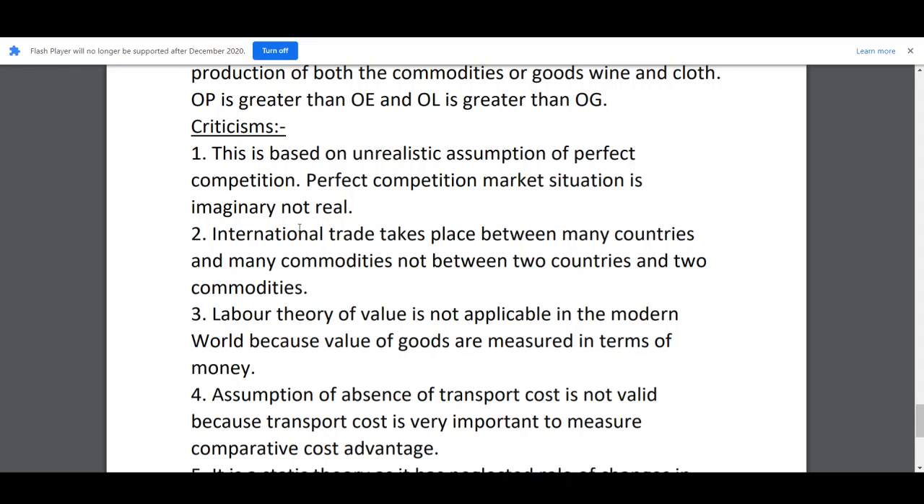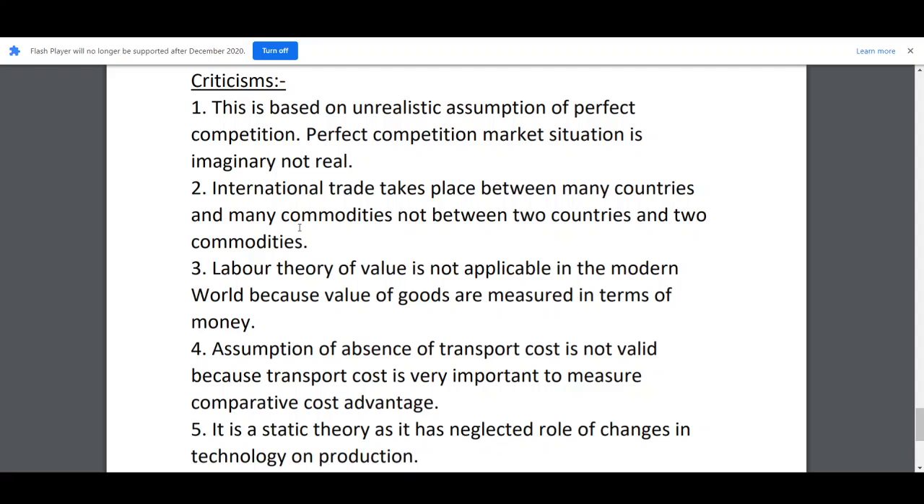Now the second criticism, what is that? International trade takes place between many countries, isn't it? Not between two countries and two commodities. According to the critics, David Ricardo is saying that trade takes place only between two countries. That is not correct because international trade takes place between so many countries. In the international market, all the countries' commodities are going: India, China, Japan, England, everyone's. So that is an invalid assumption according to the critics.